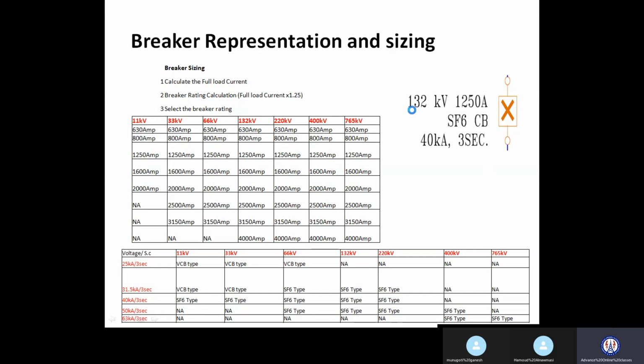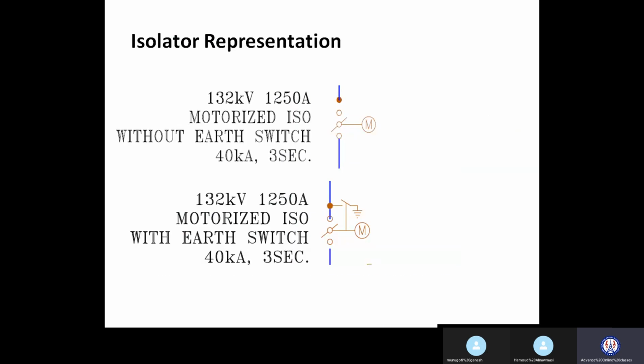After the breaker, the next component is your isolator. Your breaker is an on-load switching device. When your feeders are in running condition, at that time you can switch the breaker on or off. But your isolator is an off-load switching device. An isolator is normally switched on or off only in off-load condition.